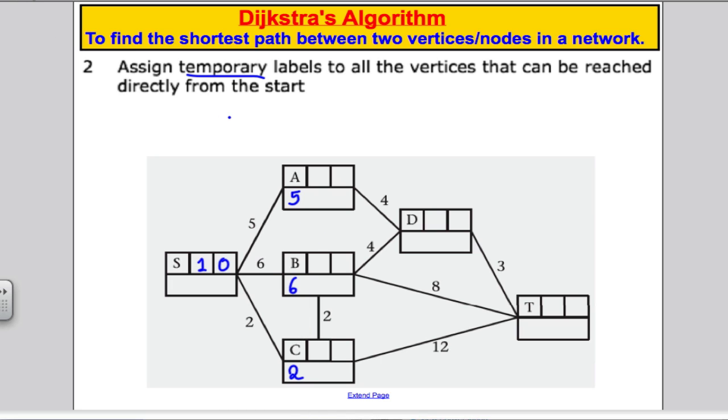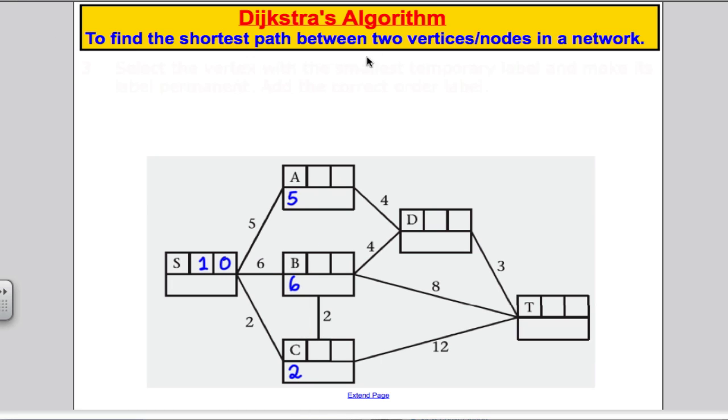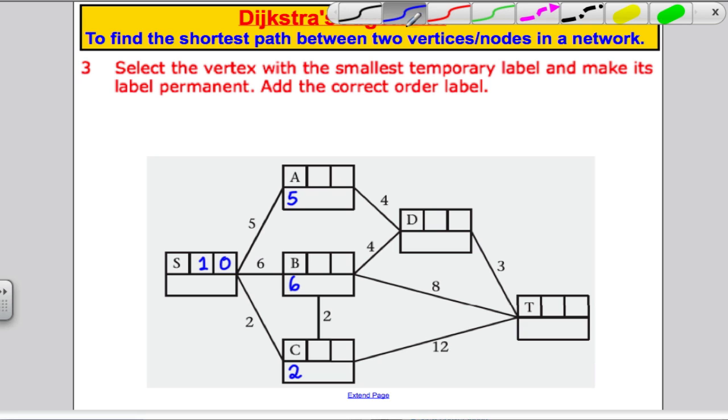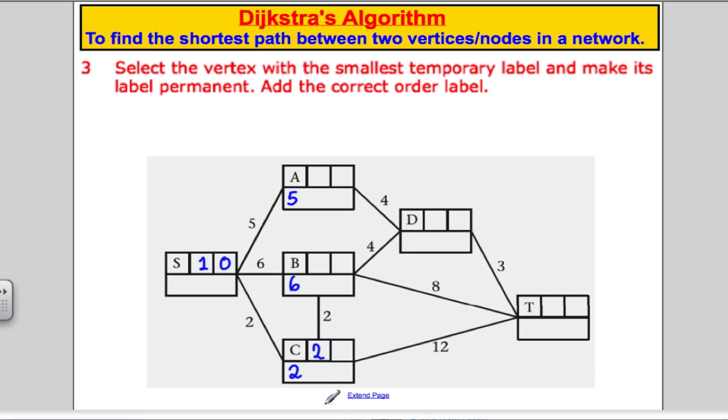Okay? What does step 3 say? Well, step 3 says select the vertex with the smallest temporary label in your diagram and make this permanent and add the correct order label. Well, what's smaller out of 5, 6 and 2? 2 is. So therefore this is the second one I'm going to give a permanent label to. And how far did it take to get to here? It took 2. Right? And we've done step 3. Nice and simple.